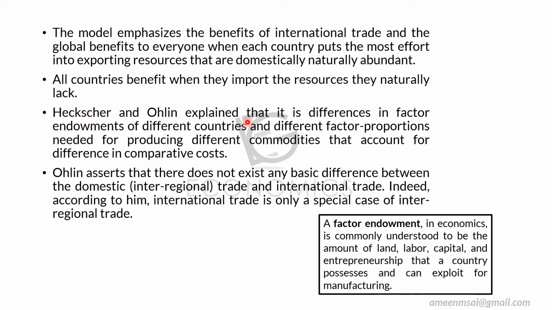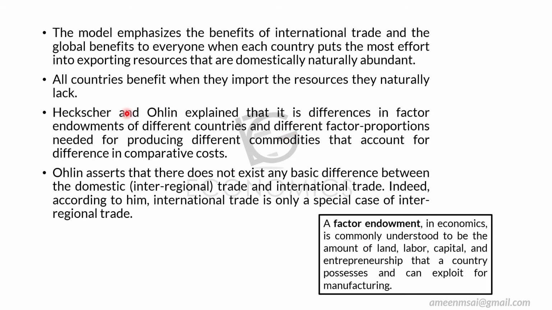The Heckscher-Ohlin model explains that it is differences in factor endowment. So what is factor endowment? Just look into this box. A factor endowment in economics is commonly understood to be the amount of land, labor, capital, and entrepreneurship that a country possesses and can exploit for manufacturing. So factor endowments means the amount of land, labor, capital, and entrepreneurship that we have, the amount of factors of production that we have.